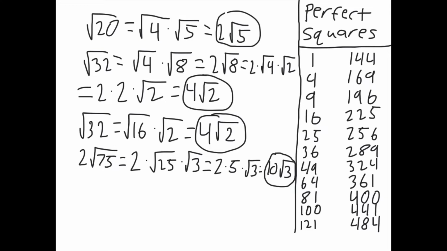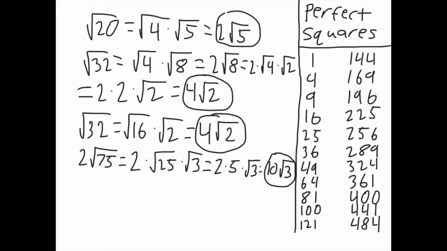All right, so that's all you do for simplifying. All you have to do is find the perfect square that you can divide out, then take the square root of that number, multiplying it by whatever it divides by, and whatever the square of that number is times the square root.